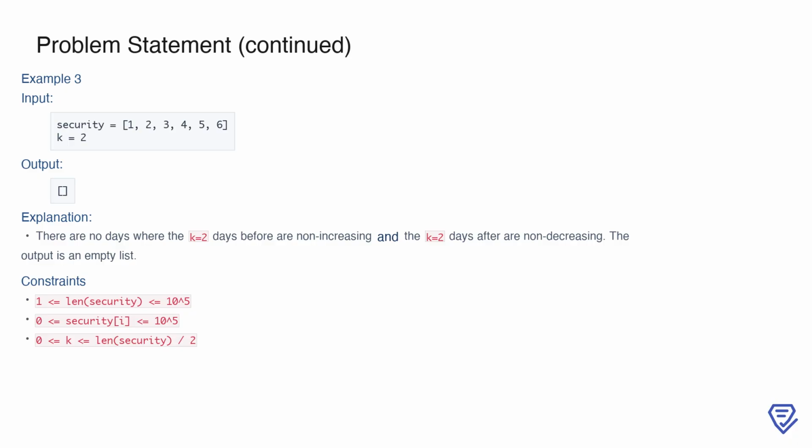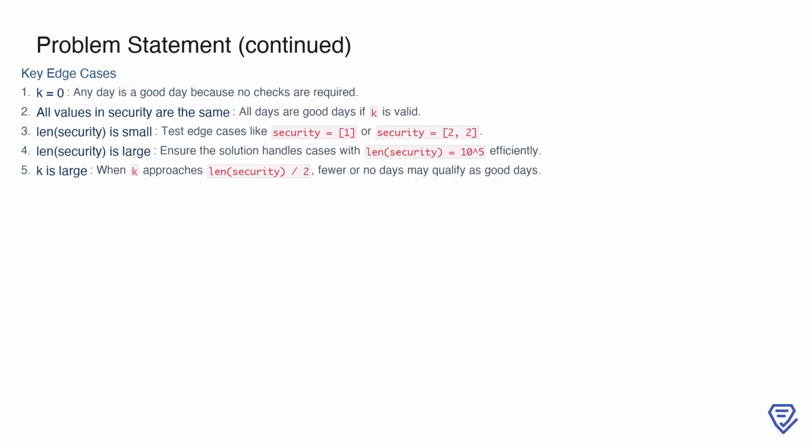These examples illustrate how the criteria for a good day depend on the specific values in the security array and the value of k. To wrap up, there are several edge cases to consider when solving this problem. If k equals 0, every day is trivially a good day since no checks are required. When all values in the security array are the same, every day is a good day as long as k is valid. For small arrays, special cases like security equals [1] or security equals [2, 2] need to be handled correctly. On the other hand, for very large arrays, where the length of security reaches up to 100,000, the solution must be efficient to handle the input size within the time constraints.